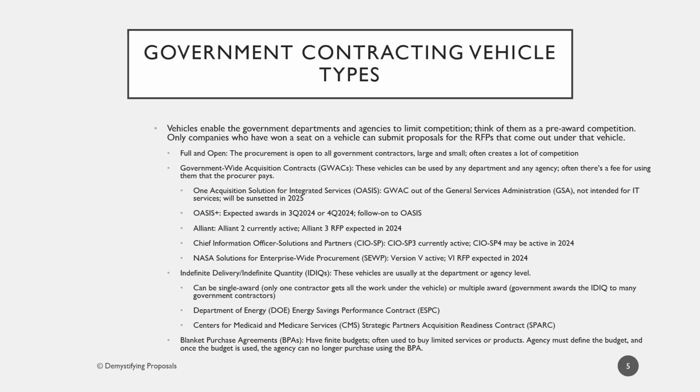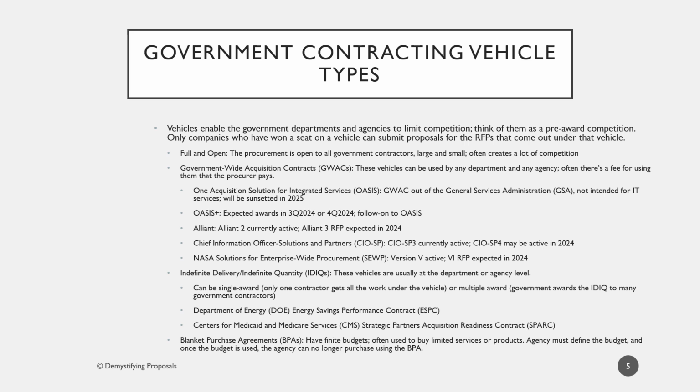Another GWAC is the NASA SEWP. SEWP stands for Solutions for Enterprise-Wide Procurement. The current SEWP procurement is SEWP 5. However, SEWP 6 has come out and is expected to be awarded later in 2024.